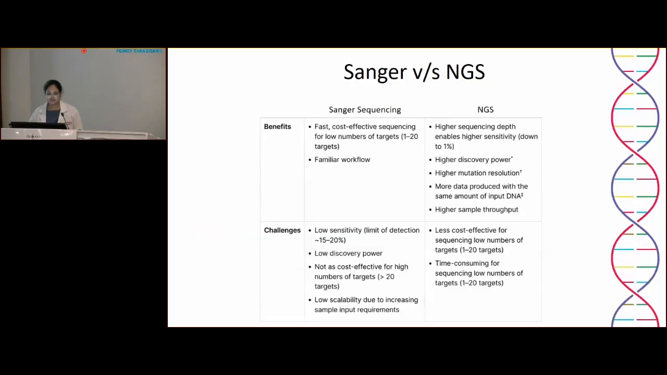So if we compare Sanger and NGS, NGS gives you sensitivity up to 1%, whereas in the case of Sanger, it is only 20%. It has high discovery power, high mutation resolution. Of course, more data is produced with the same amount of DNA, and it has higher sample throughput. However, it is less cost effective when you have fewer than 20 targets or genes, and it becomes time consuming when you have fewer targets to be analyzed.